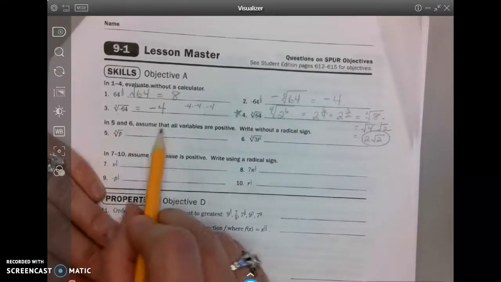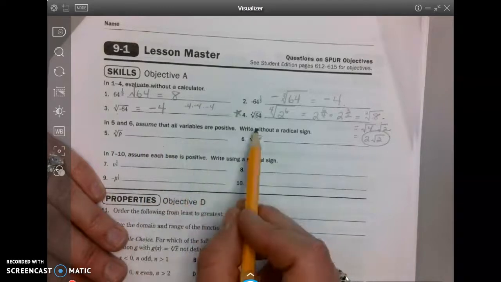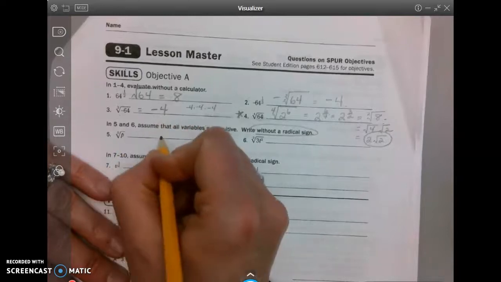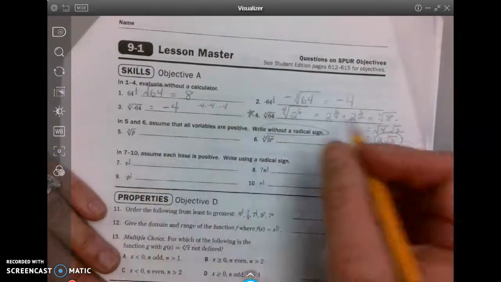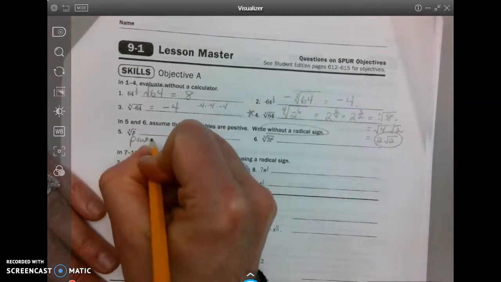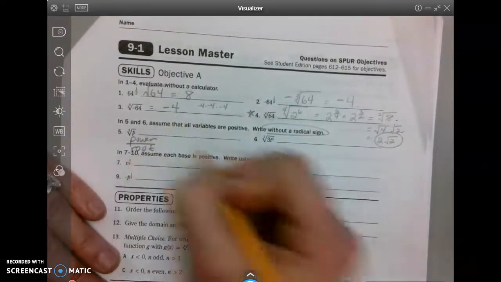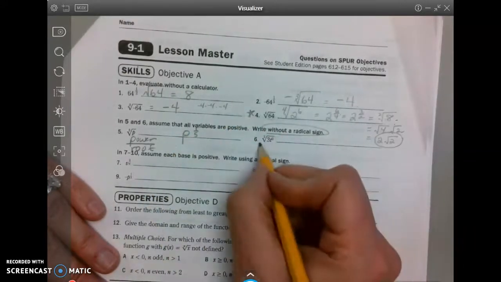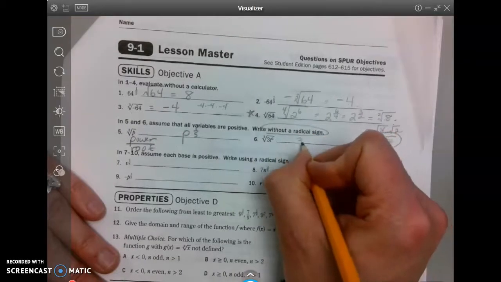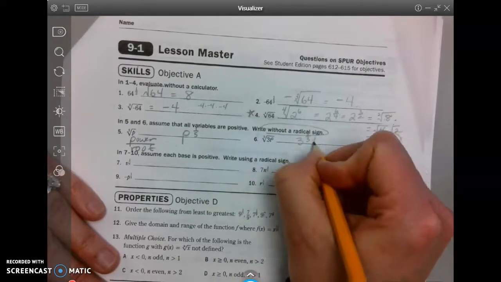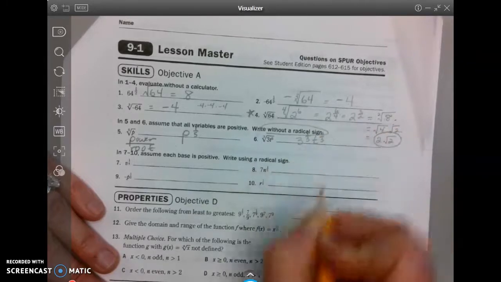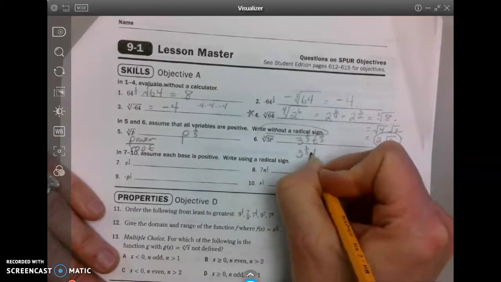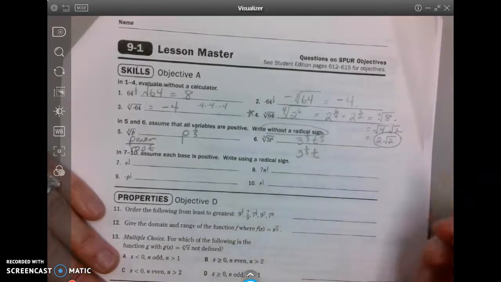Let's see, in 5 and 6, assume that all variables are positive and write without a radical sign. So this power is 1 and this root is 5. Remember that we're always going to do power over root. So it's p to the 1/5. For 6, it's going to be 3 to the 1/3, t to the 3/3, which becomes 3 to the 1/3 t, because 3 over 3 is 1.